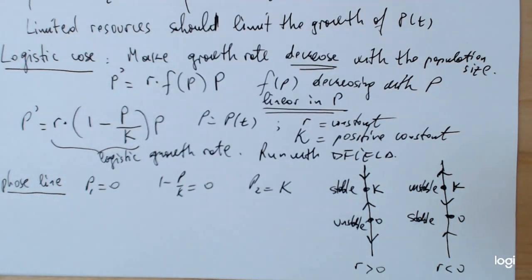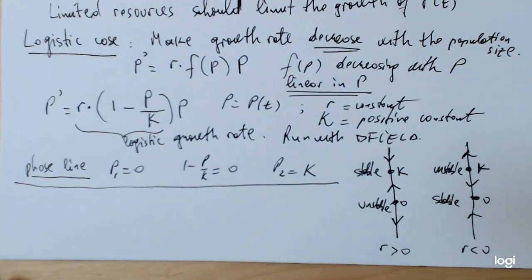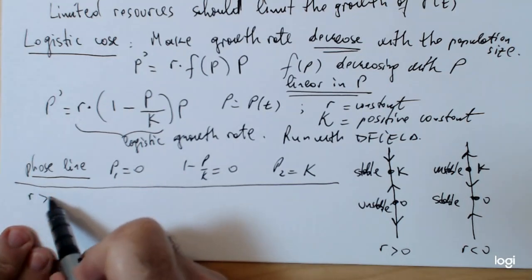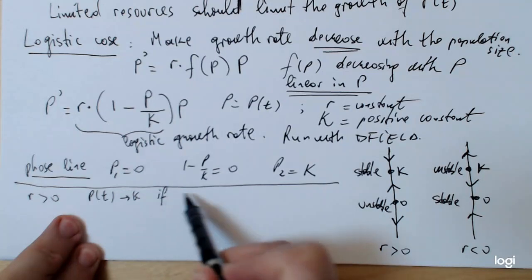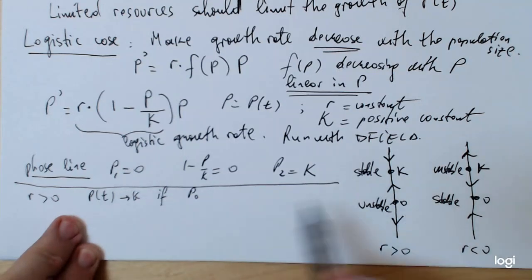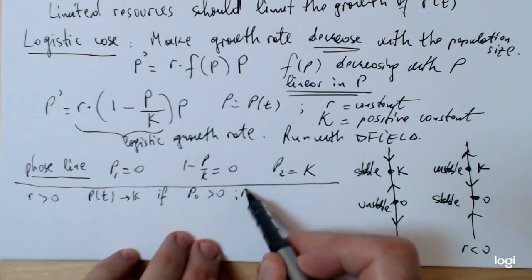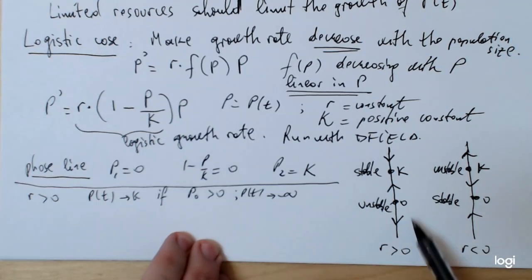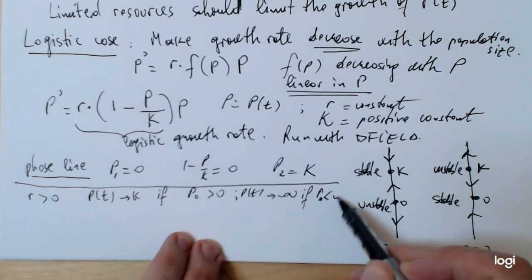Let's actually write down the result first of all, and then we'll continue with the discussion. So if R is greater than 0, P of t approaches K if P naught is greater than 0, and P of t goes to minus infinity if P naught is less than 0.